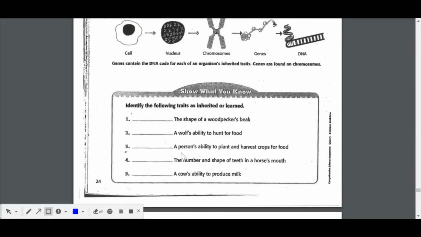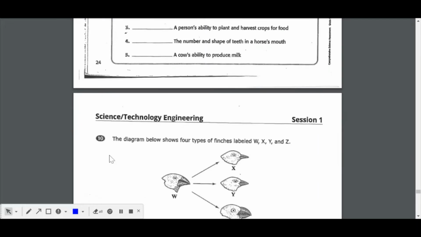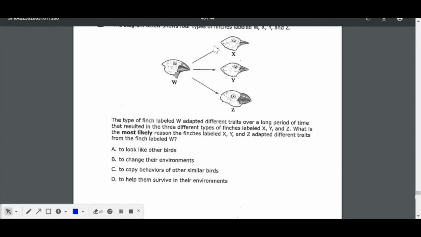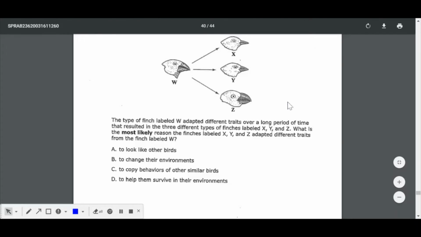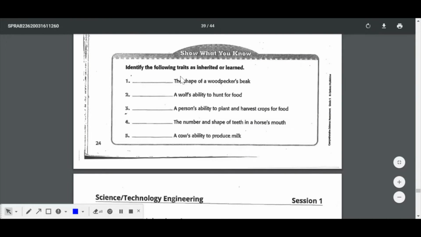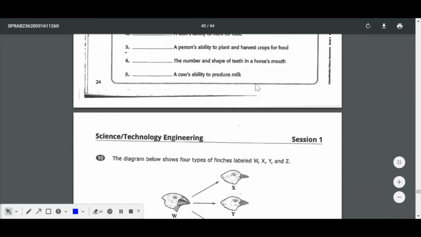For numbers 2 through 5, just go along and think, okay, which one can be something that is learned, or is it something that is passed down? Okay, and then again, another question right from our science MCAS exams. It says the diagram below shows 4 types of finches, which kind of corresponds to what this question just asked, right? The shape of a woodpecker's beak.